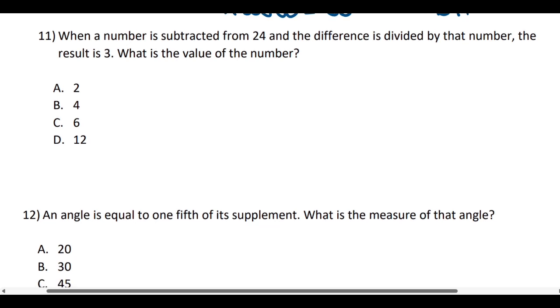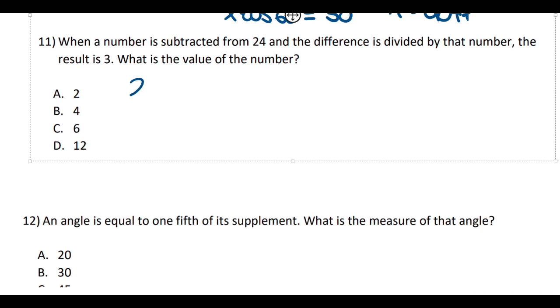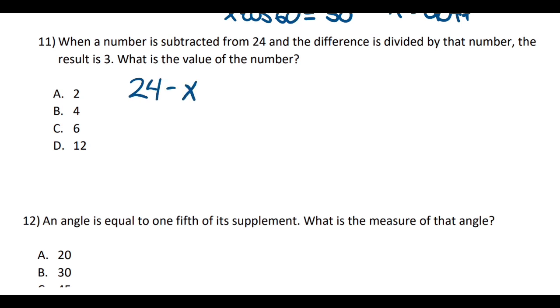Number 11. When a number is subtracted from 24 and the difference is divided by that number, the result is 3. What is the value of the number? So we're going to read that first sentence again to write the equation. When a number is subtracted from 24, so 24 minus x, and the difference is divided by that number, divided by x, the result is 3, so equals 3. What is the value of the number, or what is x?